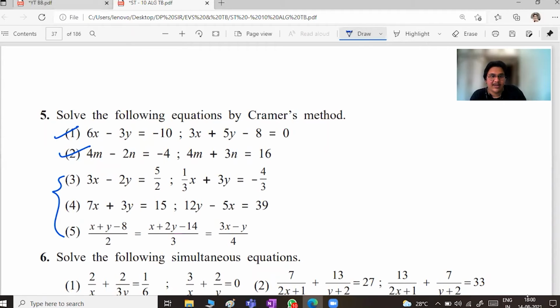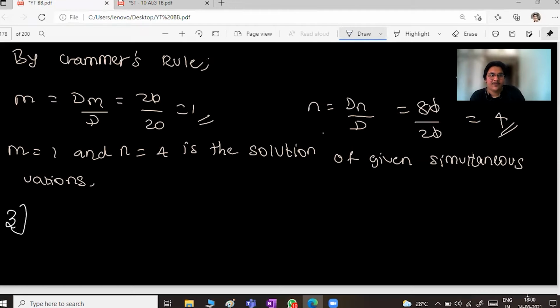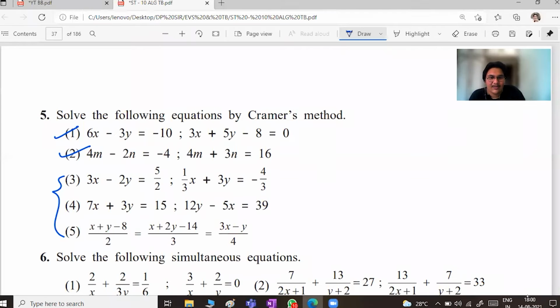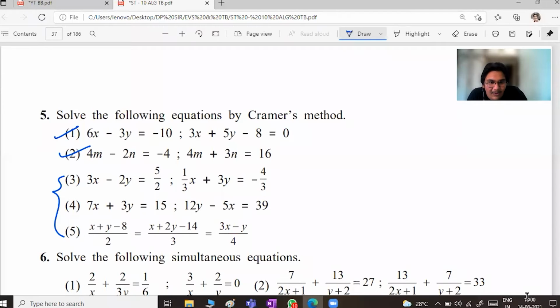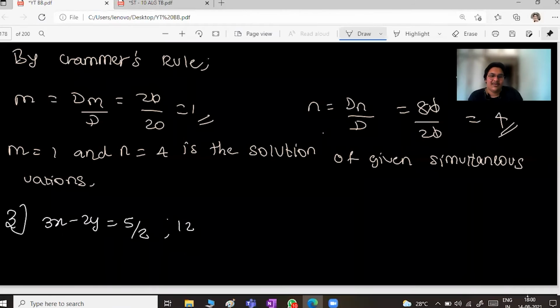What is the third question? 3x minus 2y is equal to 5 upon 2. And what is the next equation? 12y minus 5x is equal to 39. Did I read something wrong? No, but 12y minus 5x is equal to 39.